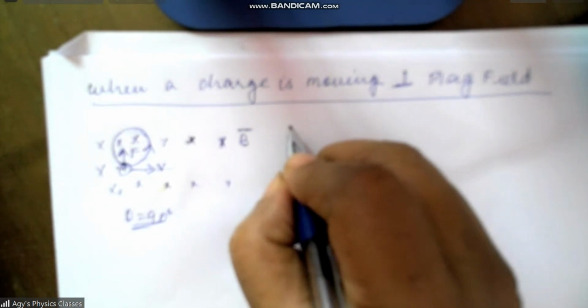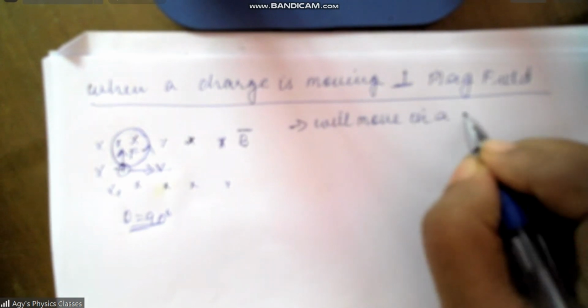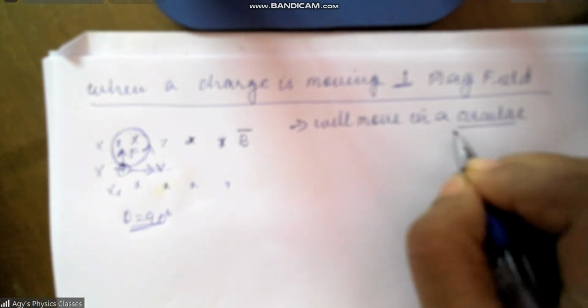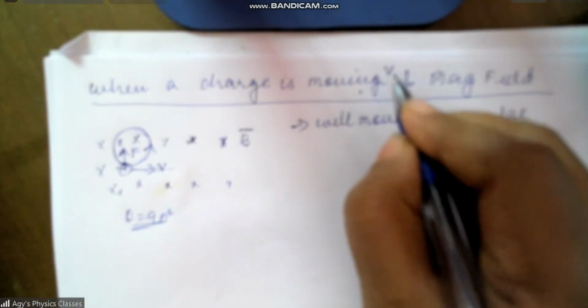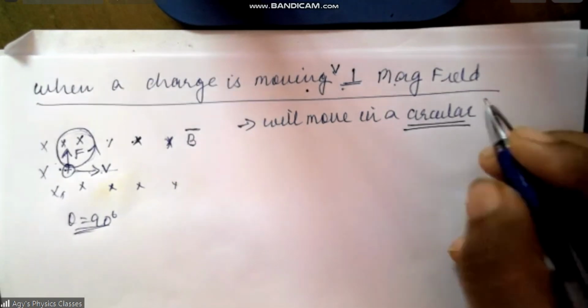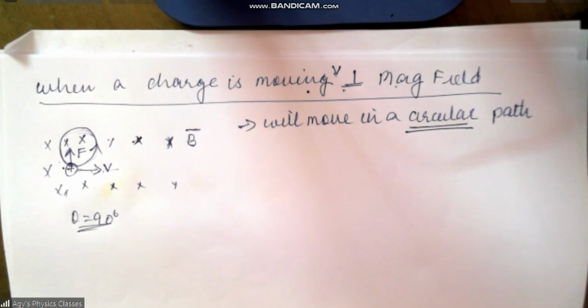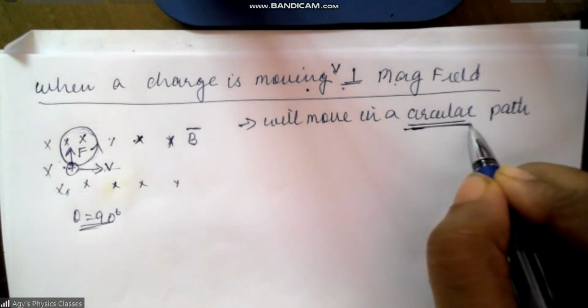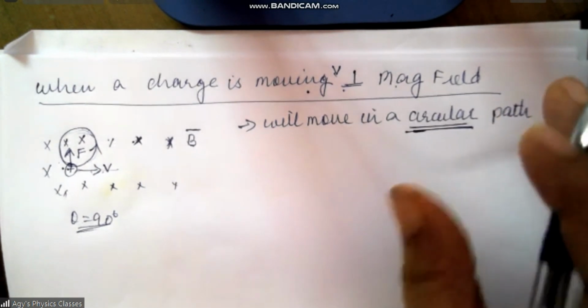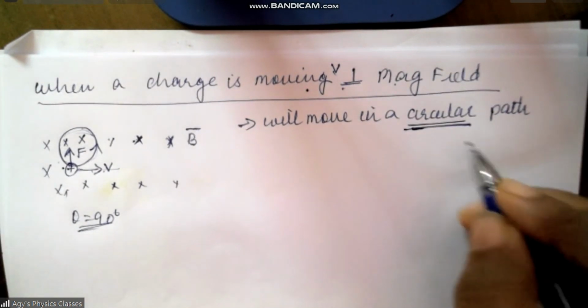The particle will move in a circular path. Very, very important, when the velocity is perpendicular to magnetic field. The word circular should tell you that there is a force necessary for any object to move in a circular path.